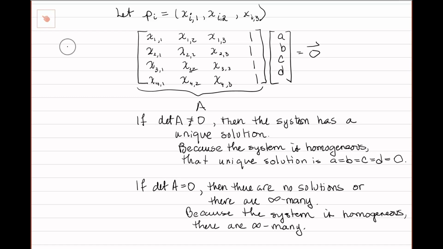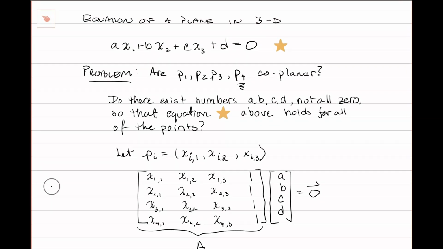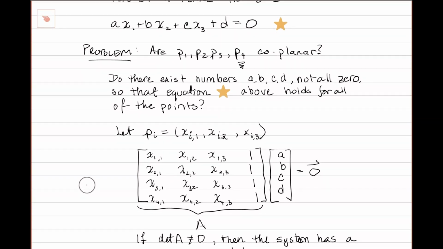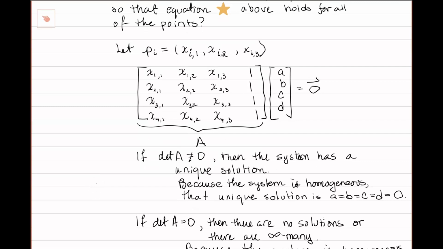So reviewing the observations that we've just made, if we're given 4 points and we want to know if they are coplanar, that is, do they all lie on the same plane in three-dimensional space, we're basically asking if there are coefficients that would give us the equation of a plane that would end up being valid no matter which of these 4 points we plugged in. And we rephrase that in such a way that we could actually write it down as a linear system.